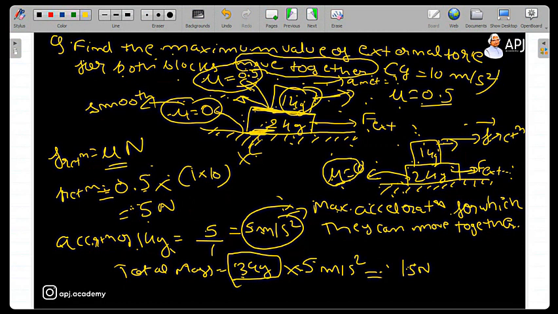If the acceleration is more than 5 meter per second square, then the 2 kg block will move ahead, but the 1 kg block will slip off and fall because the maximum acceleration which the 1 kg block can have is 5 meter per second square.